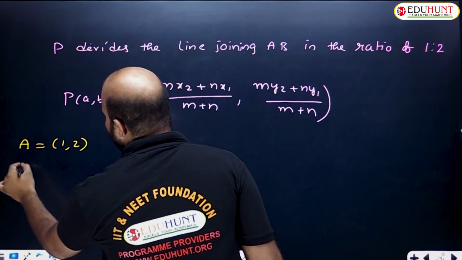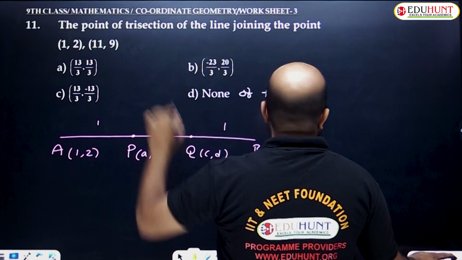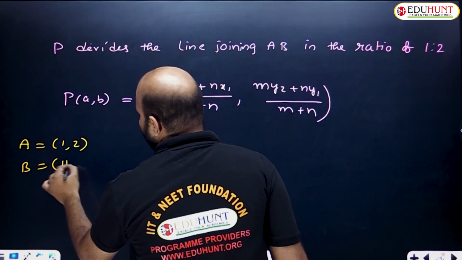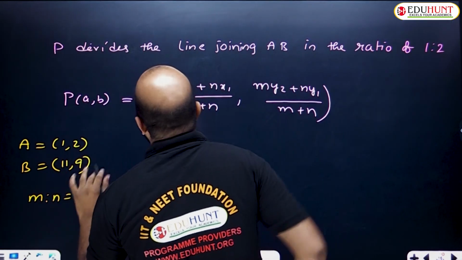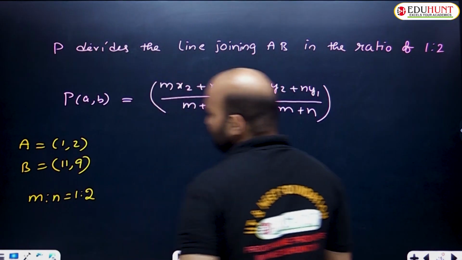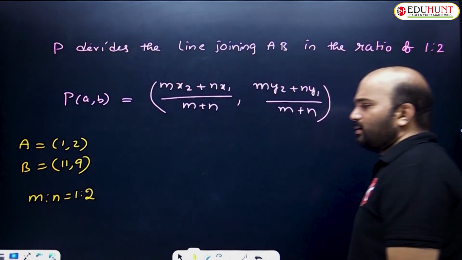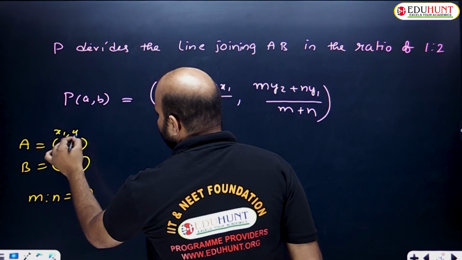A is (1, 2), B coordinates (11, 9). But you know the m:n value here. So P divides the line joining AB in the ratio of 1:2. That is m:n. So for AB coordinates, let me take A coordinates as x1, y1.